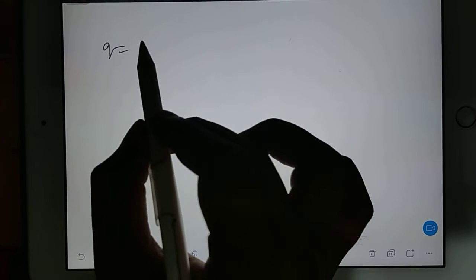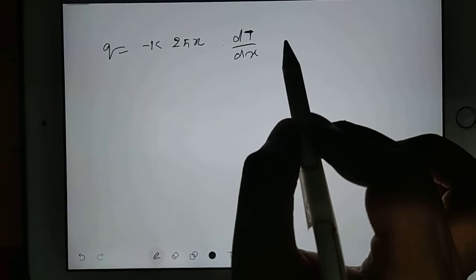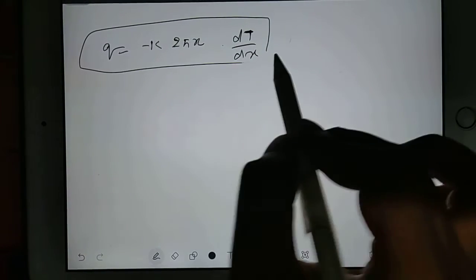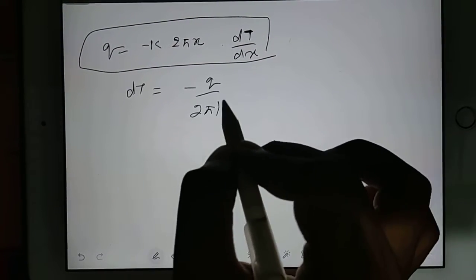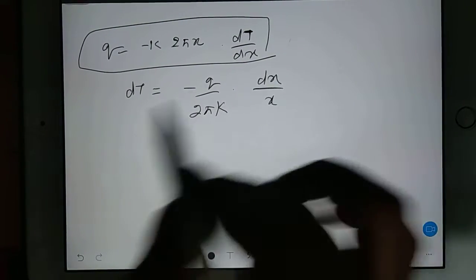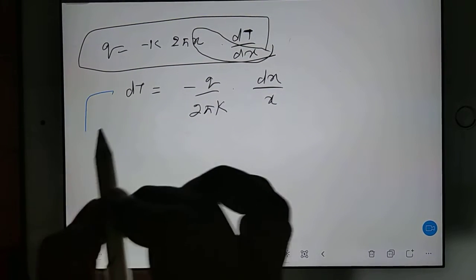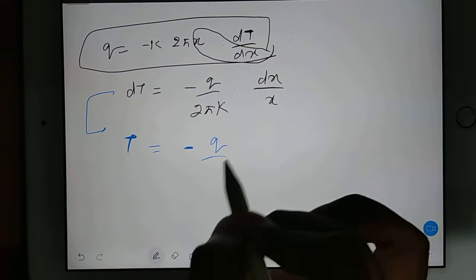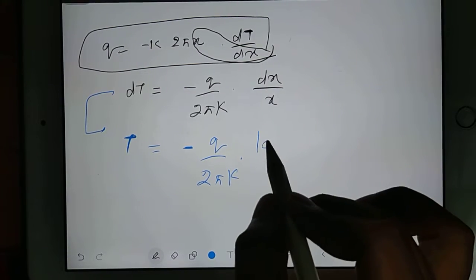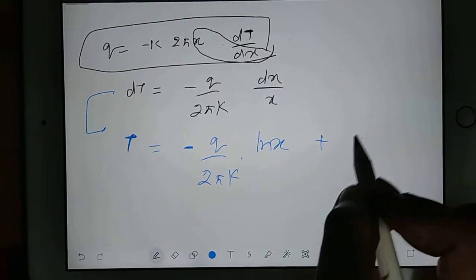I'll change the page. You see here, if you are using the equation Q is equal to minus k 2 pi x into capital dT by small dx, from here I will rearrange the equation. So dT is equal to minus Q by 2 pi k into dx by x, meaning I am combining dx by x together. This gives me a hint that let's integrate. So I'll be getting T is equal to minus Q by 2 pi k into ln x, where x means the radius, plus one constant.